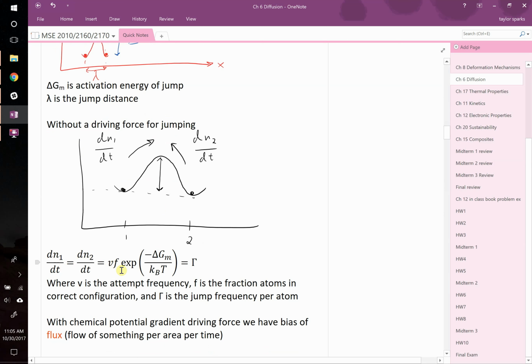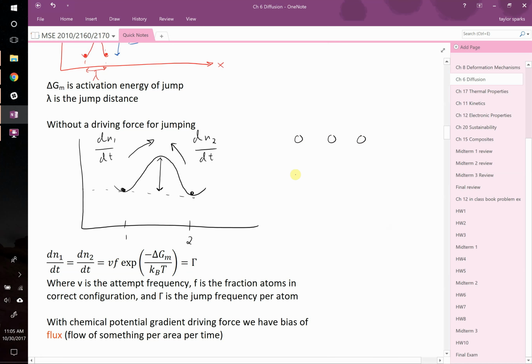Therefore, in mathematics, we say dN1 dt equals dN2 dt. That's equal to vf times the exponential of the negative activation energy for jumping from one site to another over kBT. v is going to be the attempt frequency. So if you heat this thing up and the atom is vibrating more and more at higher and higher frequencies, then that is going to increase your odds of jumping, right? f is the fraction of atoms in the correct configuration. And this is taking into account geometry, basically.